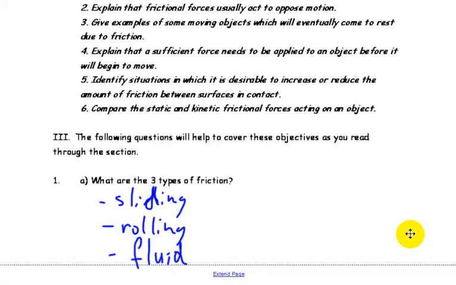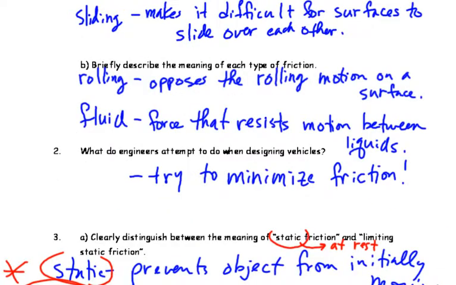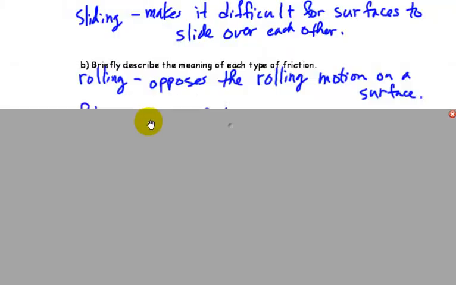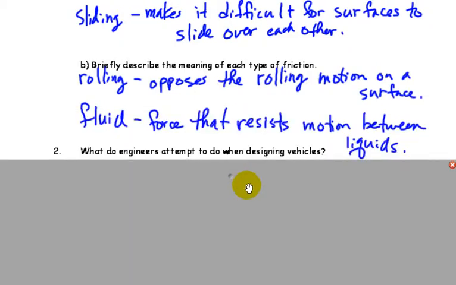So in general, we can think of three types of friction in physics: sliding friction, where two objects slide across each other; rolling friction; and fluid friction. Looking at each of those in detail, sliding friction makes it difficult for surfaces to slide over each other. Rolling friction opposes the rolling motion on a surface, and fluid friction resists motion between liquids. The word fluid there applies not only to liquids but also gases.